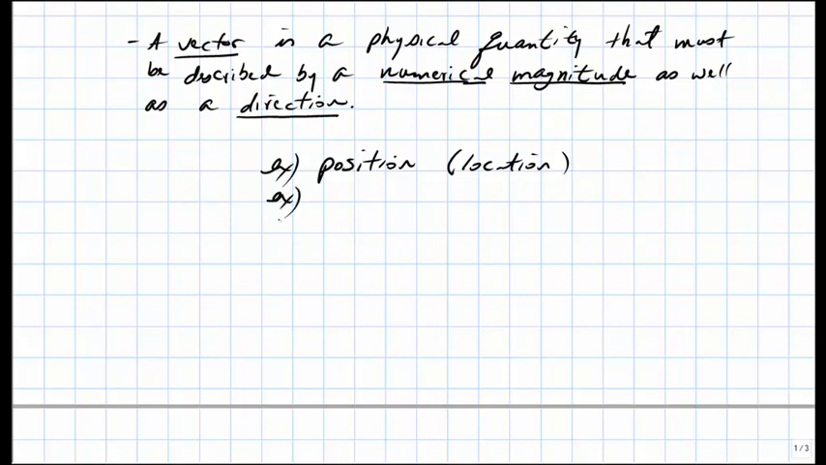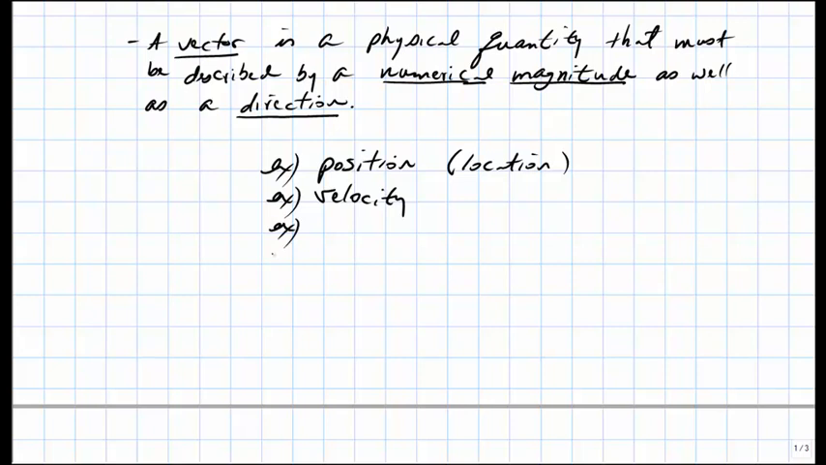Here's another example. Let's say that a police officer wants to pursue an automobile that's maybe speeding. In order to do that, the officer will need to know the velocity or the speed as well as the direction that the car is traveling. And therefore velocity is a good example of a vector quantity.